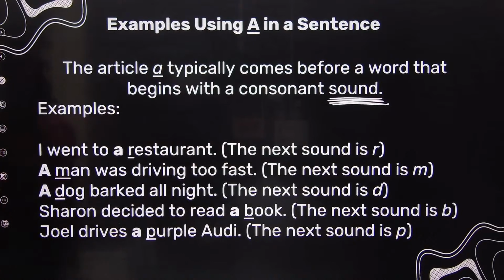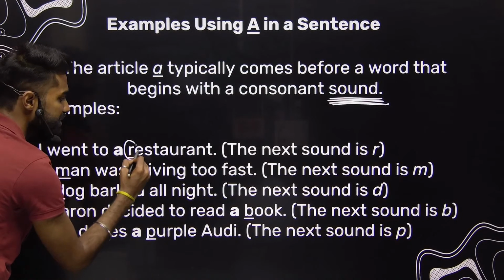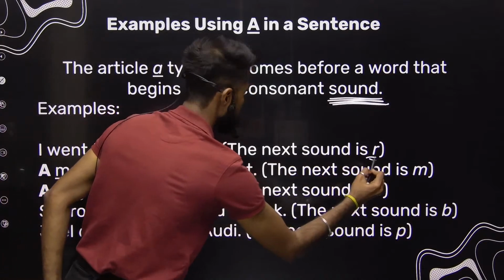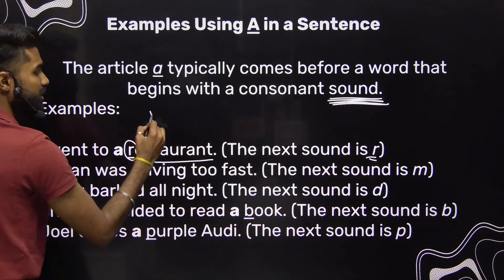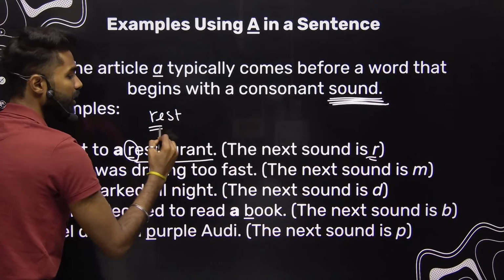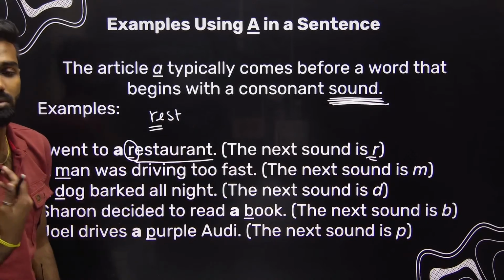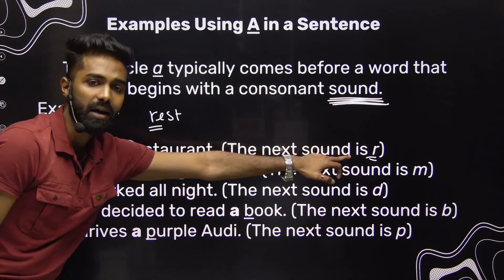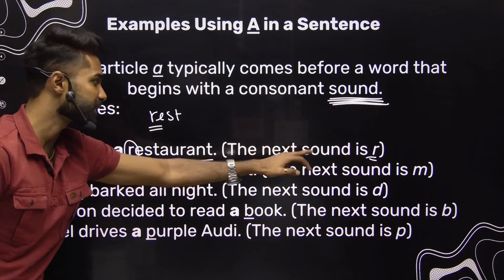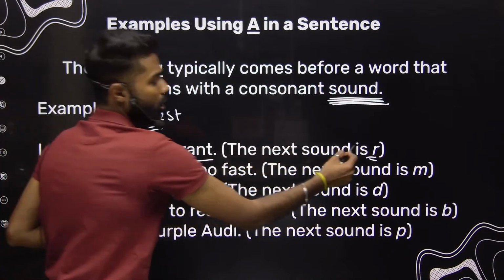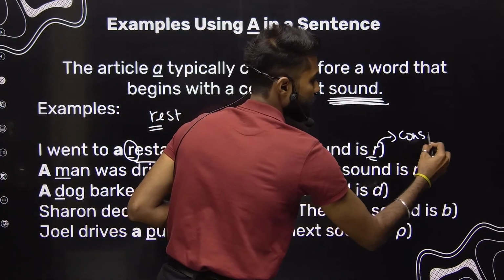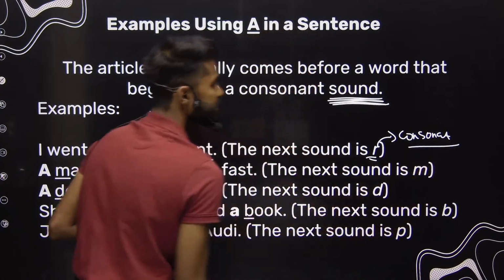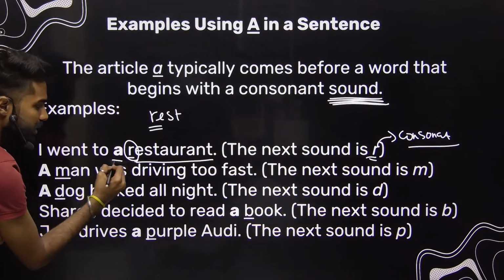Clear? So, I went to a restaurant. Here, restaurant: R is stressed. So the sound is R. How am I pronouncing it? What is the sound which is produced? Restaurant, R. R is pronounced, okay? R is stressed. So R is my consonant. So, since it is a consonant sound, I'm using a before it.